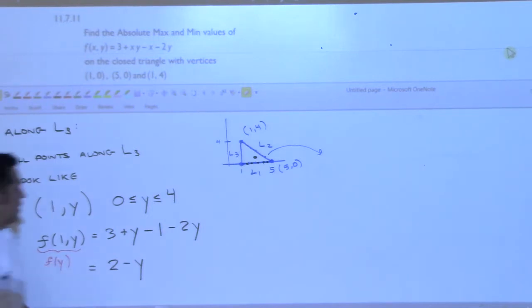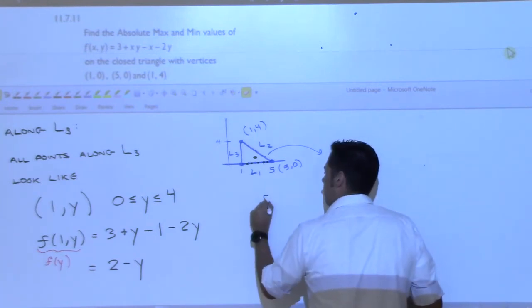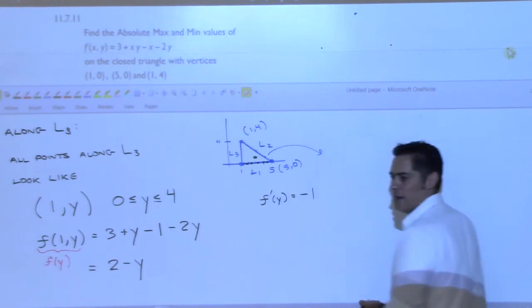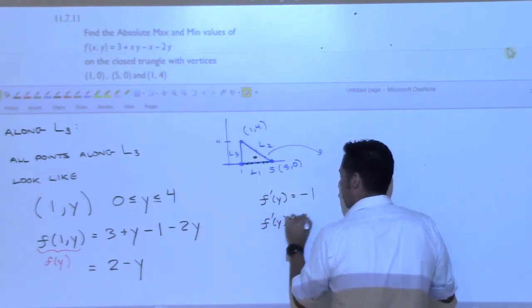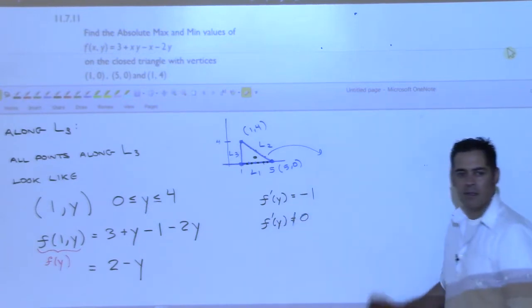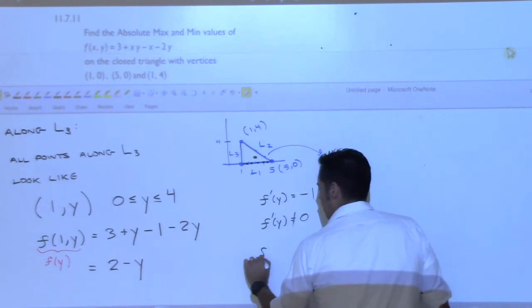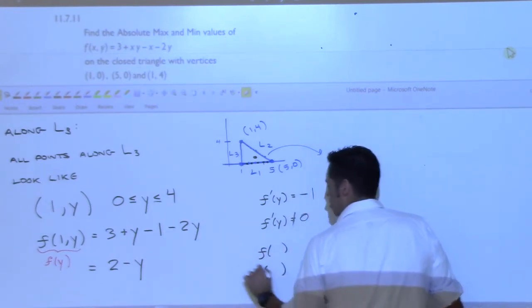Same exact game. So we sit here and we say, all right, what would f prime of y be? Well, negative 1, right? When does f prime of y equal 0? Well, it doesn't. And so all I have to do is evaluate the original function at the 2 endpoints. And what are the 2 endpoints?